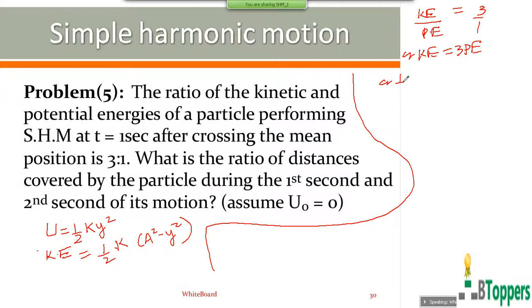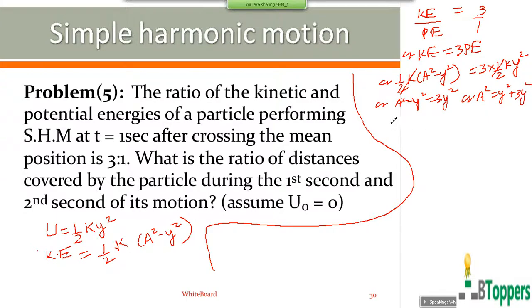So kinetic energy can be written as half k into a square minus y square, and potential energy is half k y square. So half k gets cancelled. So a square minus y square equals 3y square, or a square equals y square plus 3y square. So we can simplify this further.